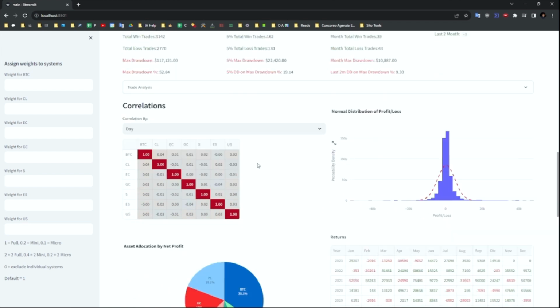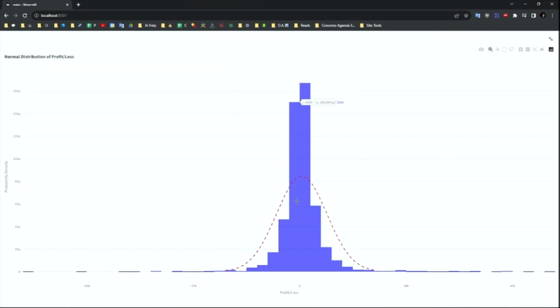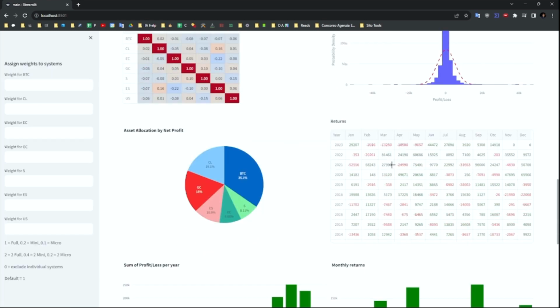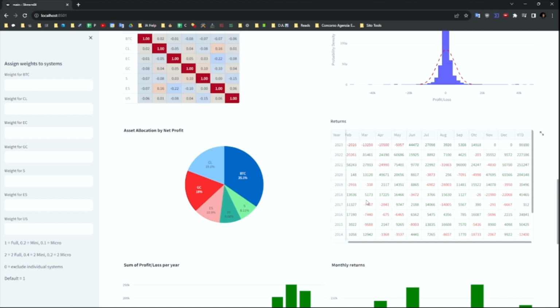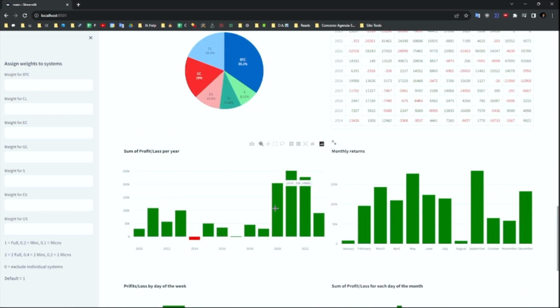In the correlation section, I set monthly data, and as you see from the systems, a maximum correlation of 0.166 and a strong decorrelation with 0.22. From this graph, we see the distribution of profit and loss, with the apex of the bell curve located between 0 and 2,000 net profit. Next is a pie chart for net profit by systems and a series of graphs and data frames showing us monthly, annual, and weekly returns.